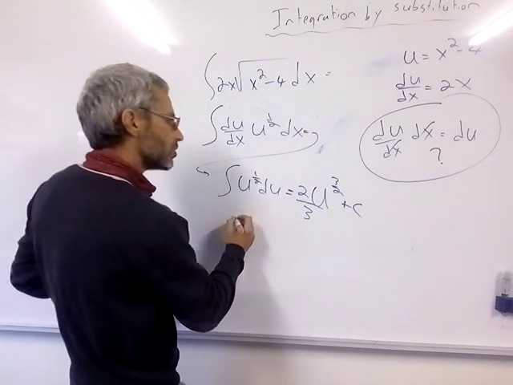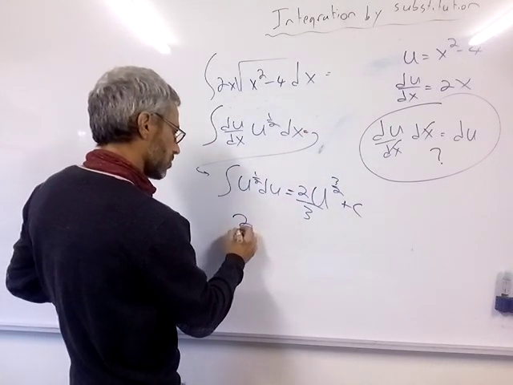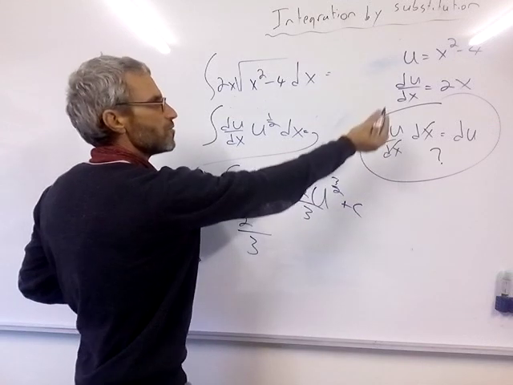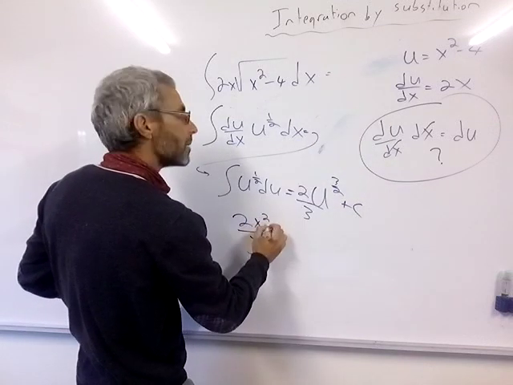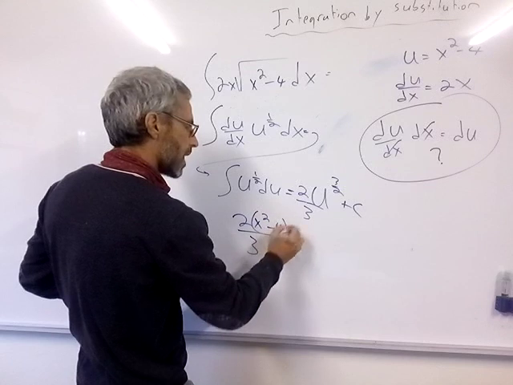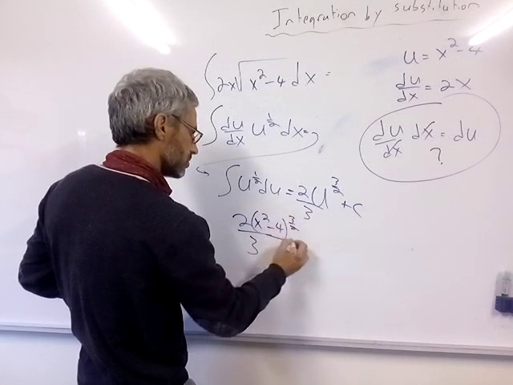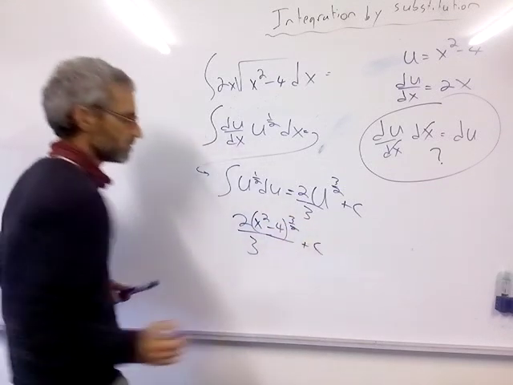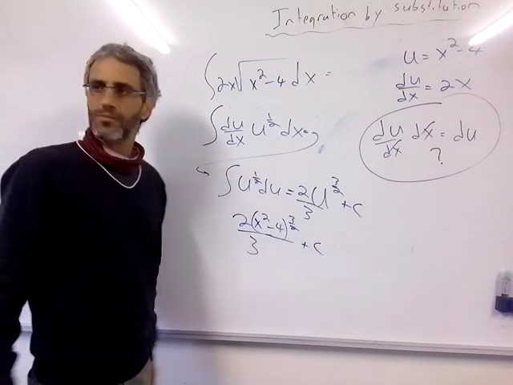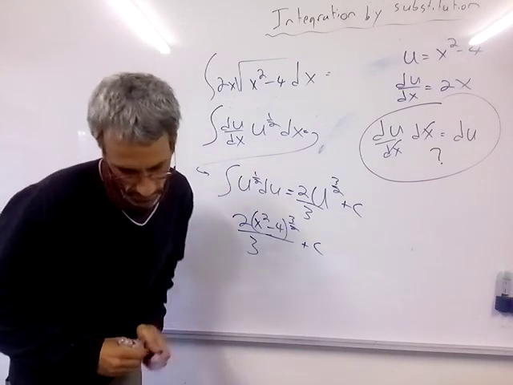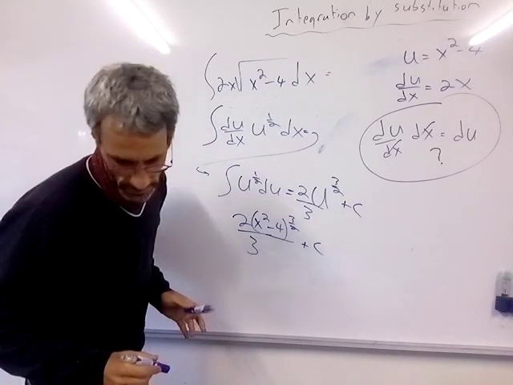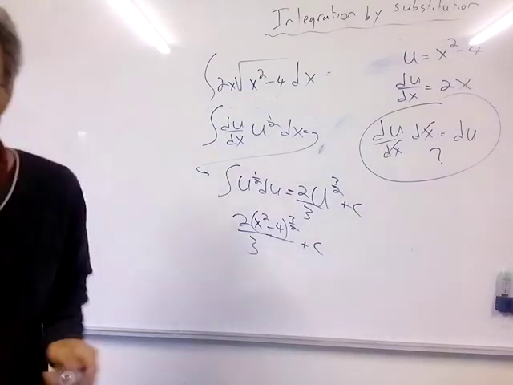Okay? So I'm going to write down 2 over 3. And instead of u, I'm going to write x squared minus 4 to the power 3 over 2 plus c. And that's it. Easy, isn't it? I'm just checking that we got it right here. It seems to be fine. Okay, pause.